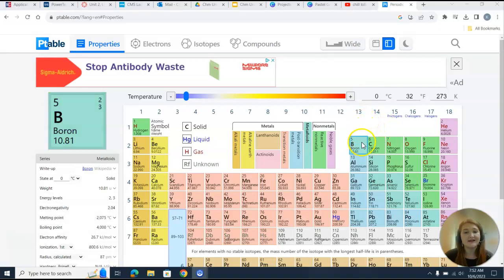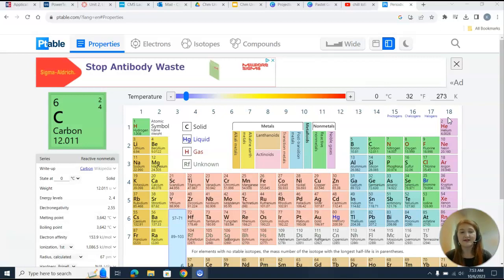So if an element is in group 13, they'll have 3. 14, they will have 4. 15, 5. 16, 6. 17, 7. And then of course 18, those are our noble gases. We know that they are stable and they have those 8 valence electrons around the outside. Okay, so that's it. Easy peasy, lemon squeezy.